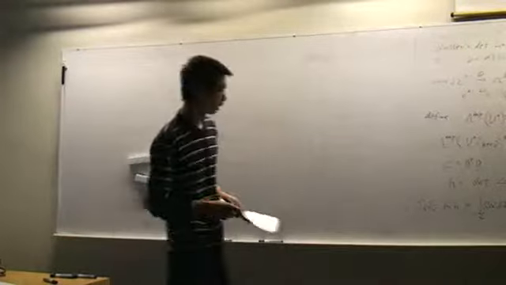Where was I? I was trying to show what is the variation of V inverse with respect to alpha bar. Let's just work out what's the kernel.